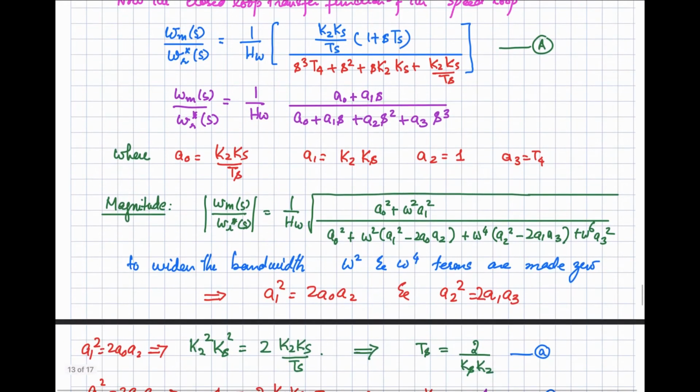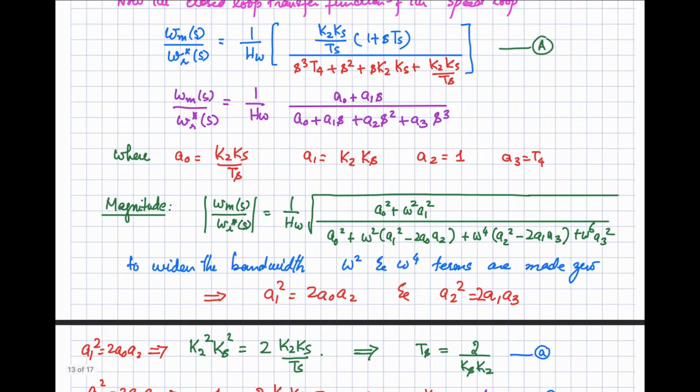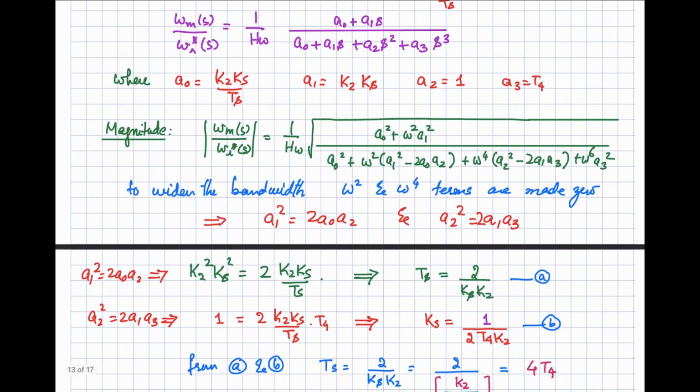Okay, now if we take the magnitude of this transfer function, it can be given by this equation, right? So now in this, how we can increase the bandwidth? If you look at that one, if we make this term 0 and this term 0, we will be only left with this one.